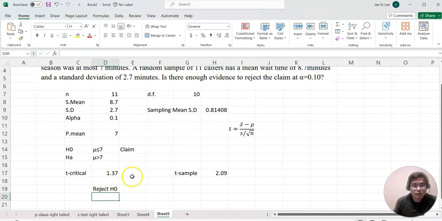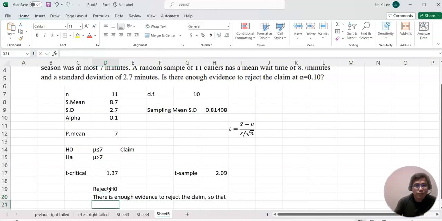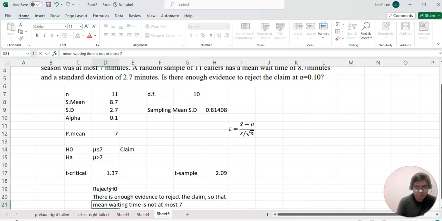Okay, now the claim was H0. Now we reject H0, so we can say there is enough evidence to reject the claim. It means that the mean waiting time is not at most 7 minutes. Okay, so that's the conclusion for this problem. All right.